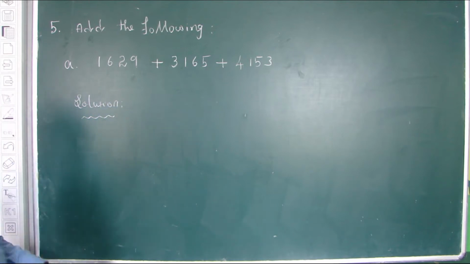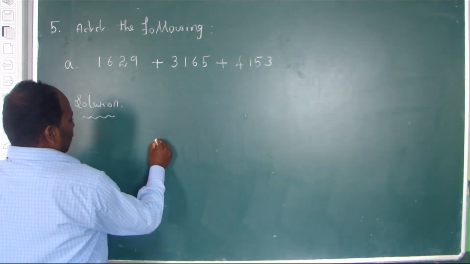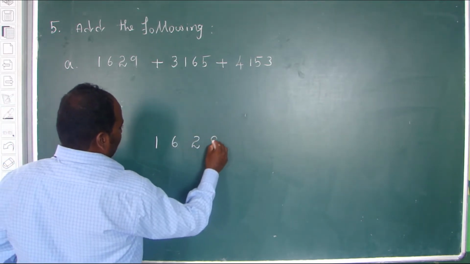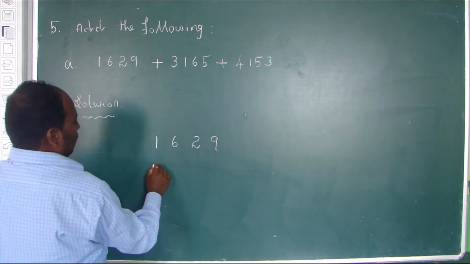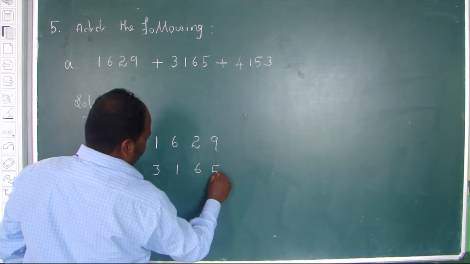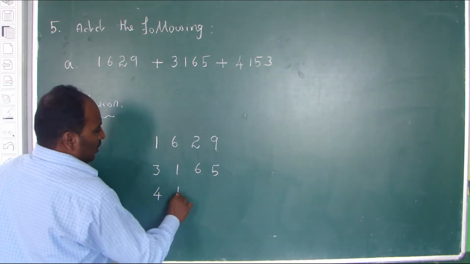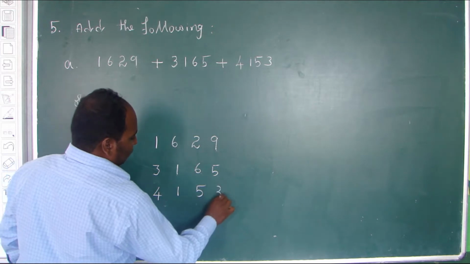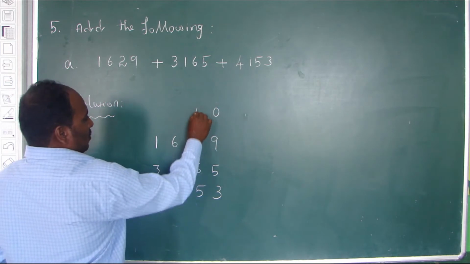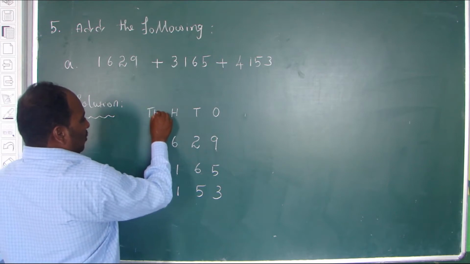Solution. First, we arrange 3 numbers. 1629. The next one, 3165, second number. Then third one, 4153. Ones place, tens place, hundreds place, and thousands place.